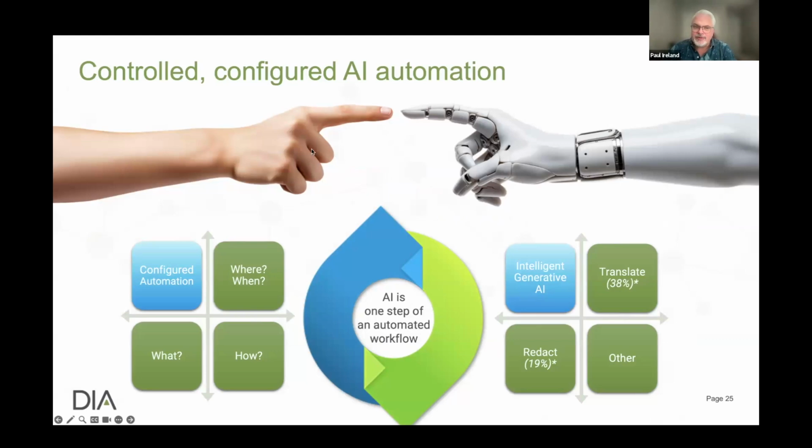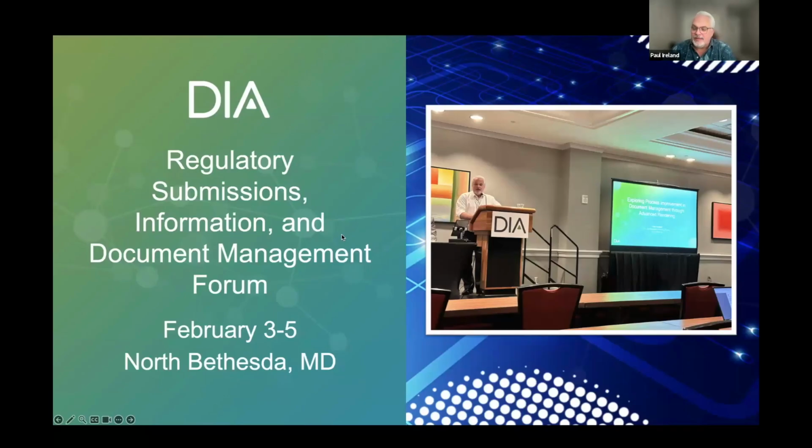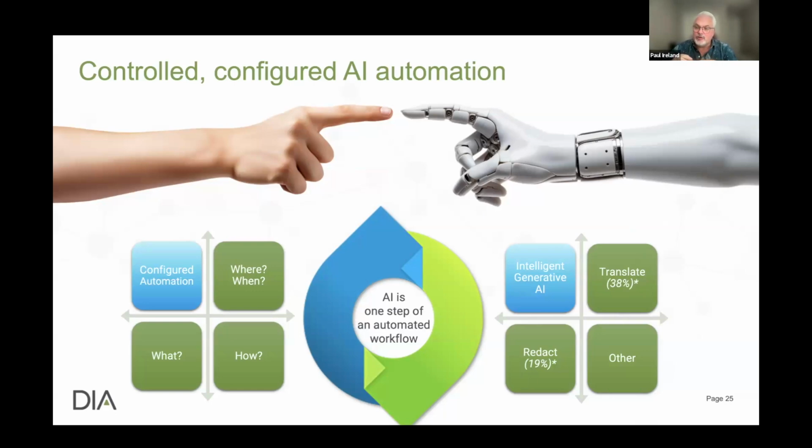In terms of AI use, the idea here is providing a framework to use AI in a controlled, configurable way. So you use the same kind of workflows to configure the automation. Where is the content? When should it be processed? What content, how, etc. But then it can have a step in it that uses generative AI to incorporate things like translation or redaction. And those numbers, 38 and 19%, are based on Steve Gentz's surveys of what percentage of organizations are looking at trying to automate translation or redaction through the use of AI. Just so you understand what those numbers are, that's based on Steve's most recent surveys.